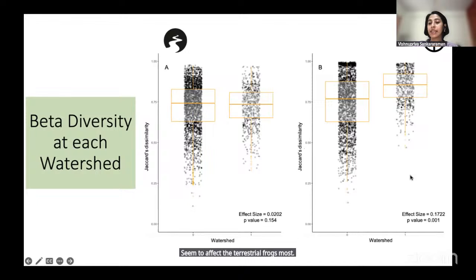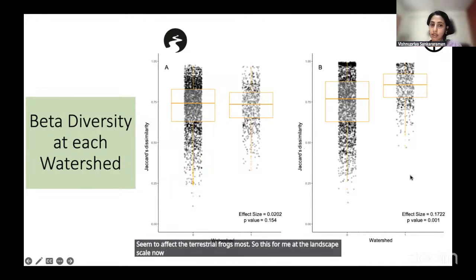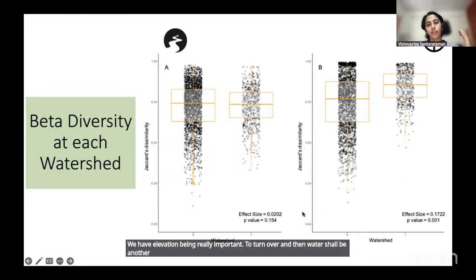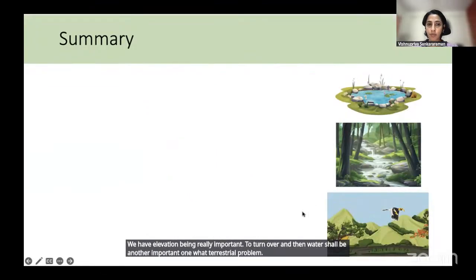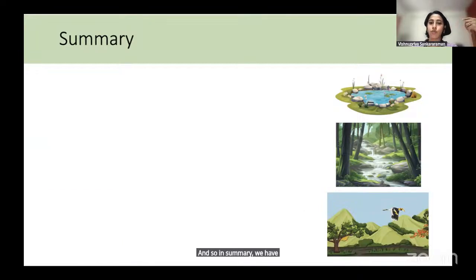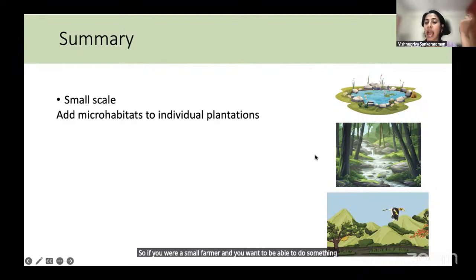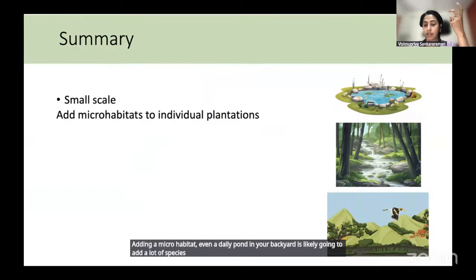So for me, at the landscape scale, it was interesting that we have coffee being distinct from forests compared to tea. We have elevation being really important to turnover, and then watershed being another important one for terrestrial frogs. In summary, we have these three scales that we've now looked at. If you were a small farmer and you want to do something in your plantation, adding a microhabitat, even a lily pond in your backyard, is likely going to add a lot of species to your plantation. So you're able to have a higher species richness in your farm.